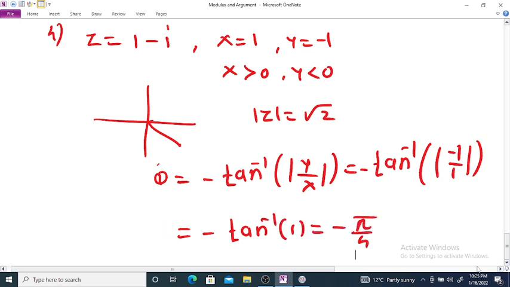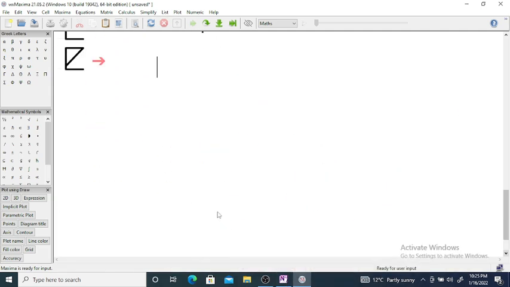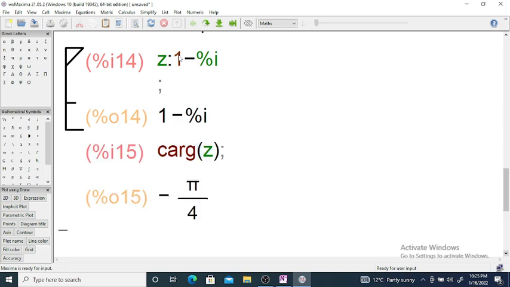So if we use Maxima again, say z is equal to 1 minus i is a given complex number, we want to assign it, so z is equal to 1 minus i, and if you use carg of z, then you can check the argument of the given complex number is minus pi by 4.